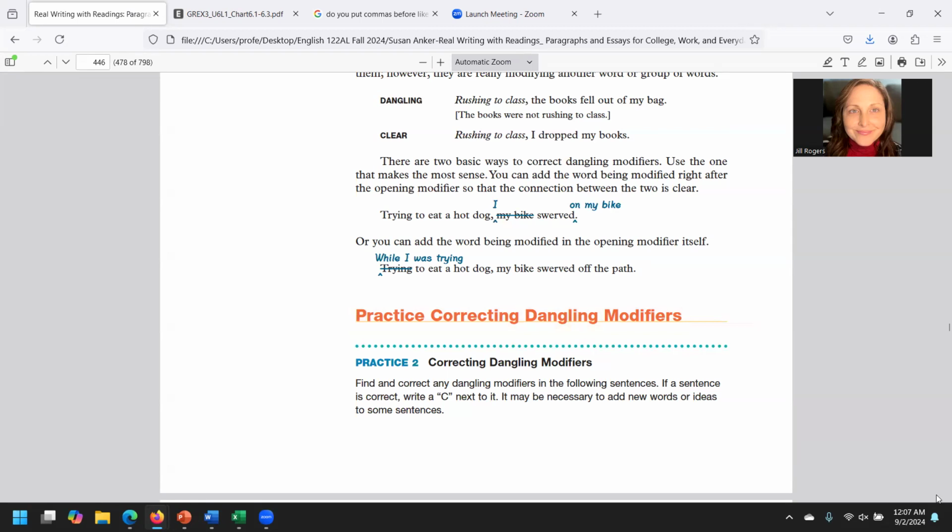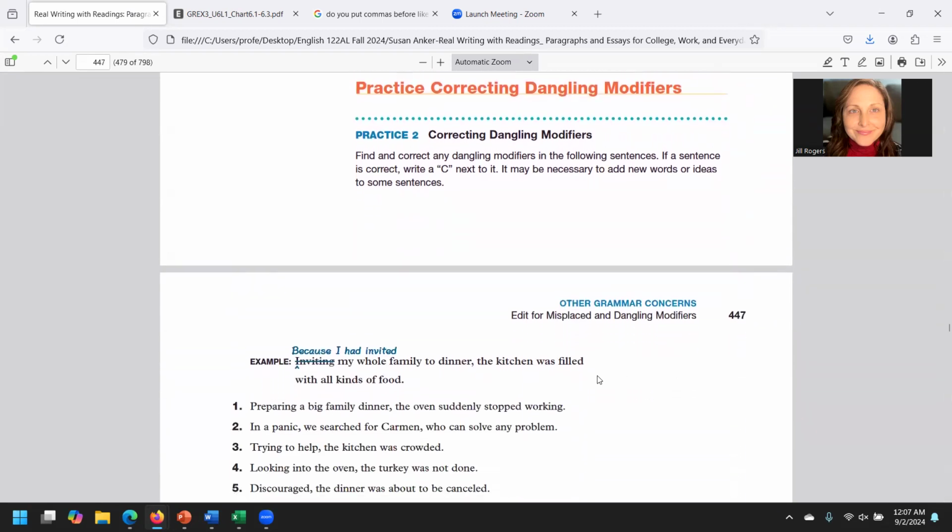Okay. All right, so in this one, I'm going to show you this example here because it's easier to read. Here it says, Invited my whole family to dinner, the kitchen was filled with all kinds of food. We're missing who, right? Inviting, we don't know who invited. So it's dangling. So you have to add: After I had invited my whole family to dinner, the kitchen was filled with all kinds of food. You just have to make sure that you add a subject.